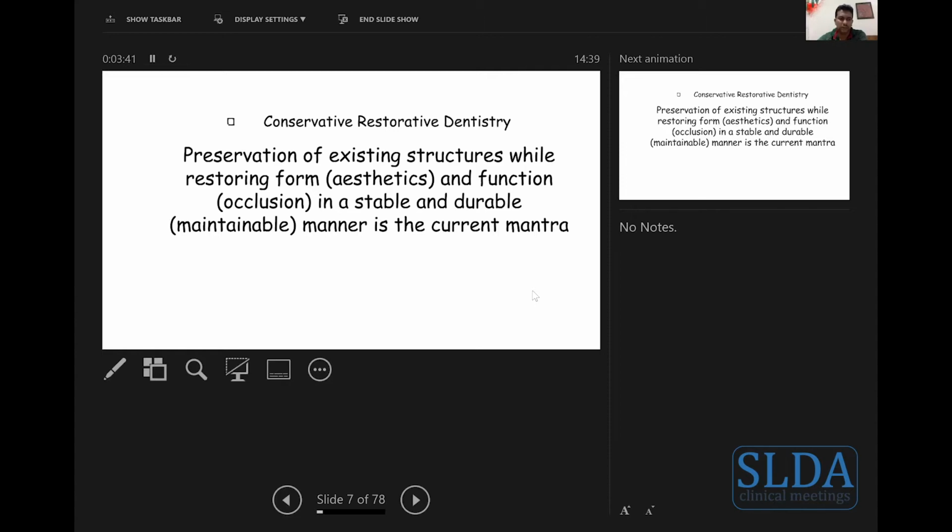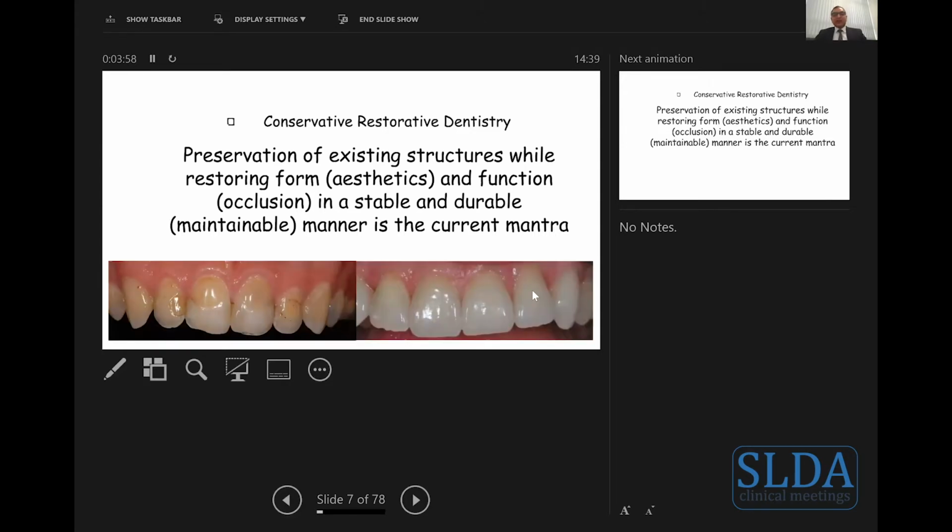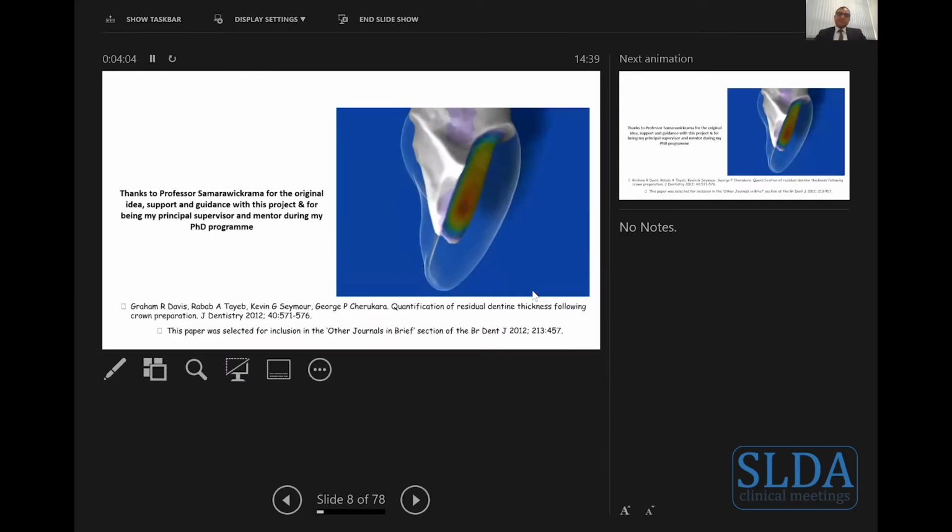We need to keep that in our mind while we are going about managing our patients or helping our patients. With that said, the current mantra, as you all agree, is preservation of the existing or the remaining tooth structure while restoring form and function in a very predictable, stable, and maintainable manner. So we are looking at those procedures that would help us to do that in a very predictable manner.